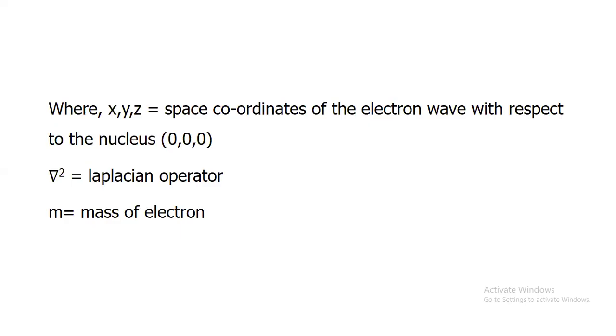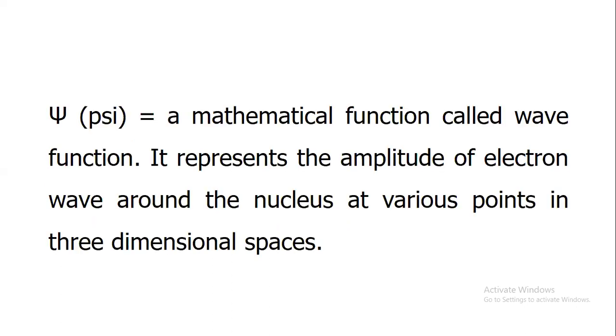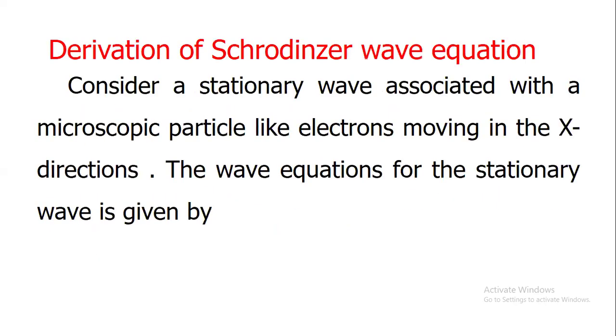And ∇² is the Laplacian operator, m is the mass of the electron, h is Planck's constant, E is the total energy of the electron, V is the potential energy of the electron, and E minus V is the kinetic energy of the electron. Psi is a mathematical function called the wave function. It represents the amplitude of the electron wave around the nucleus at various points in three-dimensional space.